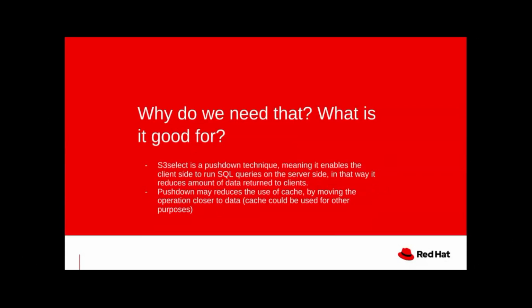So let's take an example. In order to execute an SQL query, something like select sum of x plus y where a plus b is bigger than c, it needs to fetch the entire object to the client side, and only then execute the operation with some kind of analytic application. With pushdown, which is the S3 Select, the entire operation is executed on the server side, and only the result is returned to the client side.